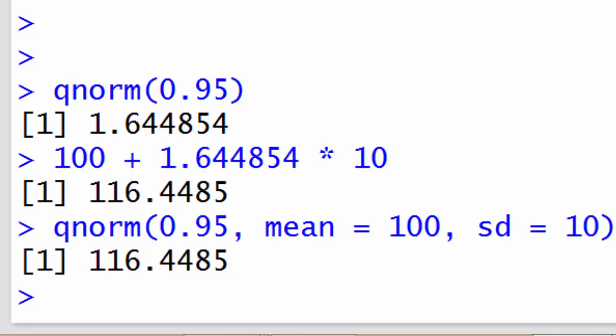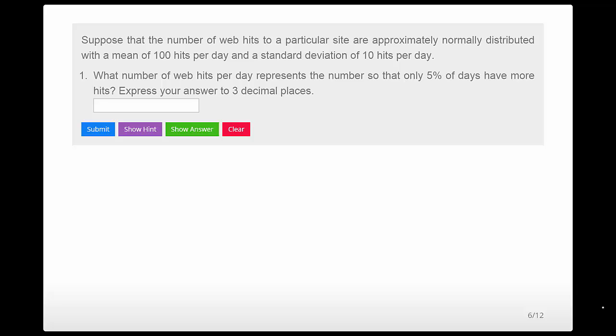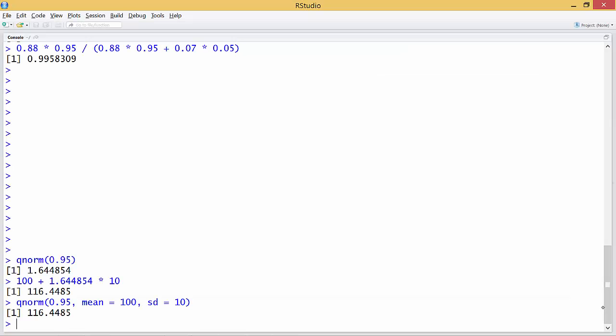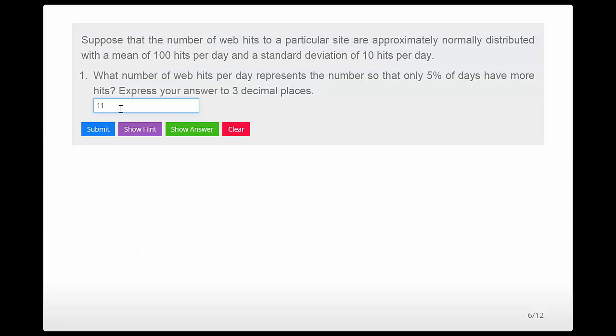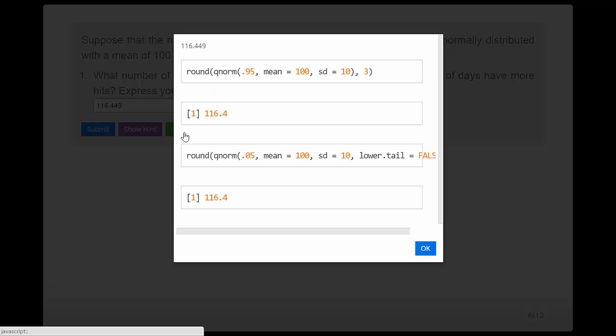Okay, so 116.4485, and it says give it to 3 decimal places. So that would be 116.449. I'm going to click submit, and there you go. I think the tolerance is actually a little bit more forgiving than what I specify in the question.